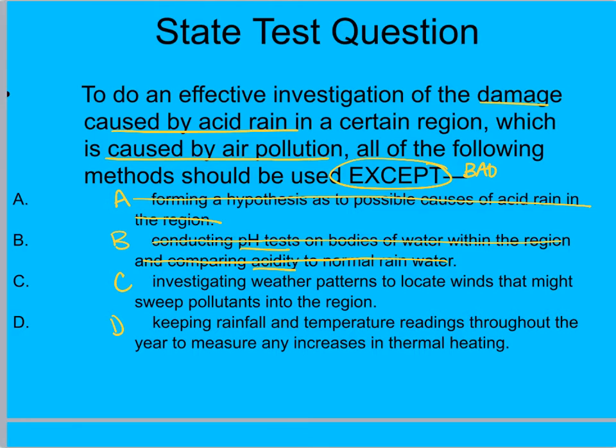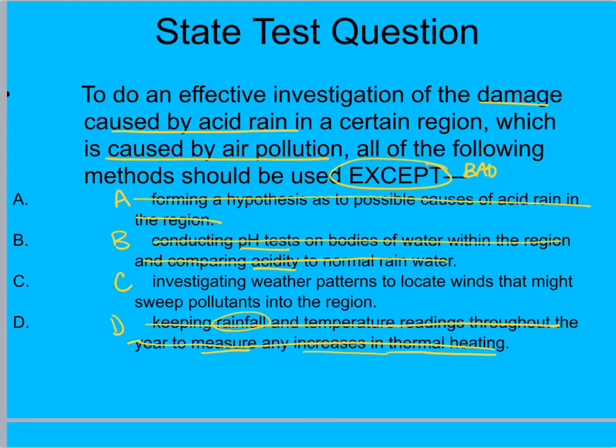So this is a commonly missed question. You have to look at what you're actually investigating and measuring, okay? In this case, you're measuring thermal heating, which really doesn't have anything to do with acid rain. They put rainfall here to trick you. Okay, so what they're looking at is increasing in thermal heating. That's not going to help you to do an investigation on the damage caused by acid rain. What will help you is to see how the winds are moving pollutants into a region. Okay, so let me show you what I'm talking about.